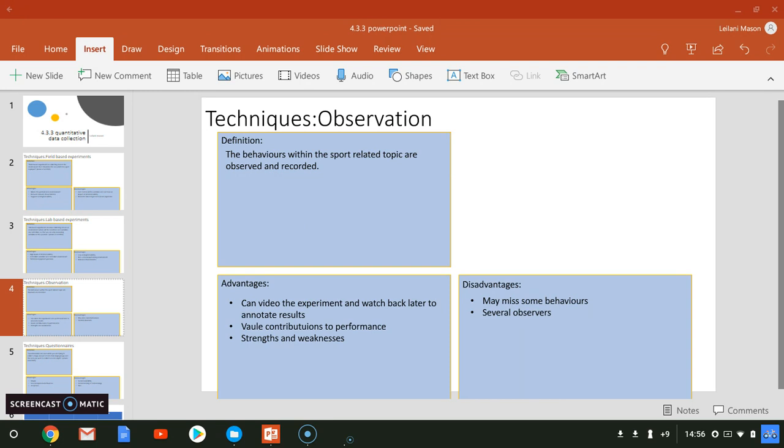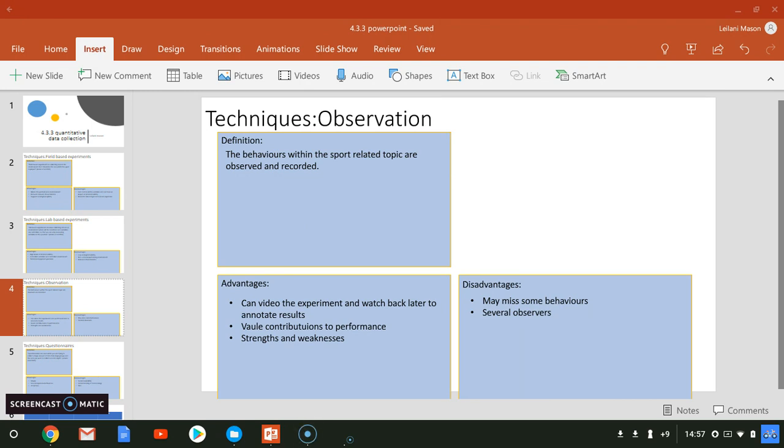The disadvantages is you may miss some of the behaviours, so you might miss how they act or miss any type of skill or landing that they do. So then that means that your results are not as accurate because you've not got all the possible answers and outcomes that you need. Another disadvantage is you might need several observers. So say you had 5 gymnasts, you'd have to have at least 5 observers, one for each gymnast, otherwise one researcher couldn't watch all of them and mark them all down. And another disadvantage, you may need training to be able to record these.